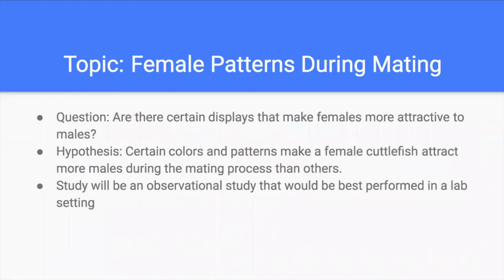For my proposal, I think that female patterns during mating would be an interesting topic to observe. And my question would be if there are certain displays that make females more attractive to males. And my hypothesis is that certain colors and patterns will make a female cuttlefish attract more males during the mating process than others. And this study would be an observational study that would best be performed in a lab setting.